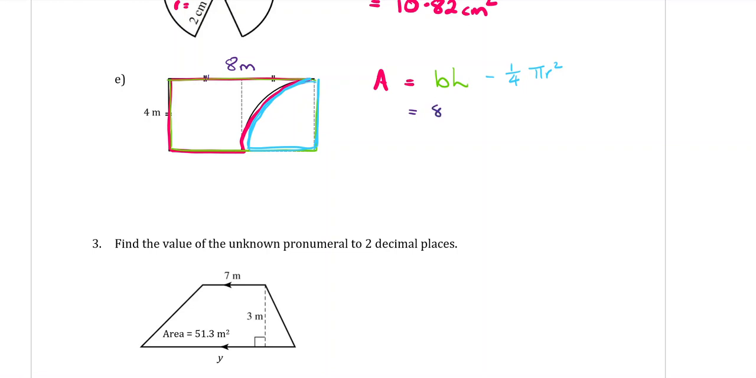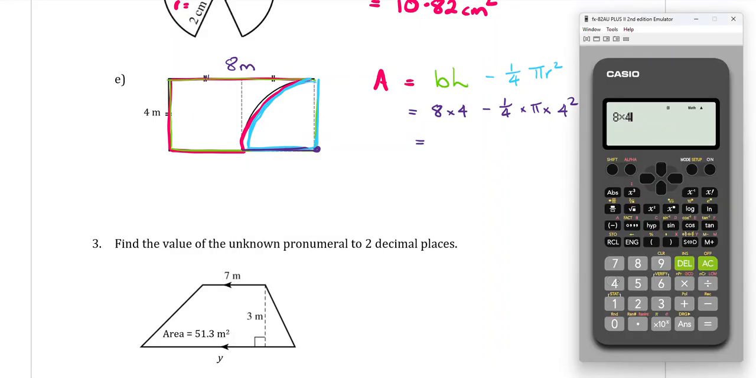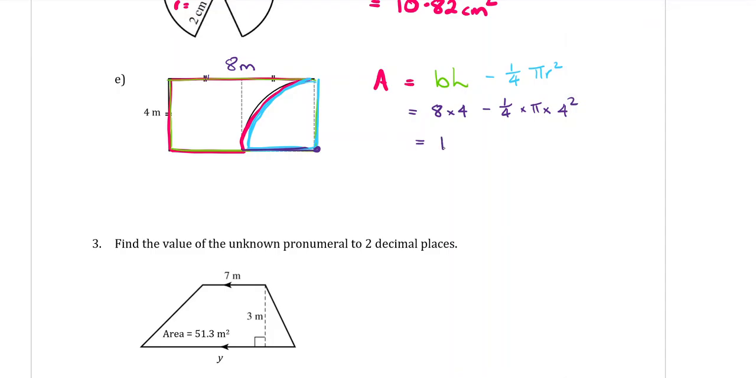So 8 times 4 is the area of the rectangle. Then minus a quarter times pi times the radius of the circle would be this side here, which is also 4, so 4 squared. Typing that in the calculator, we get 19.43, and that will be meters squared.